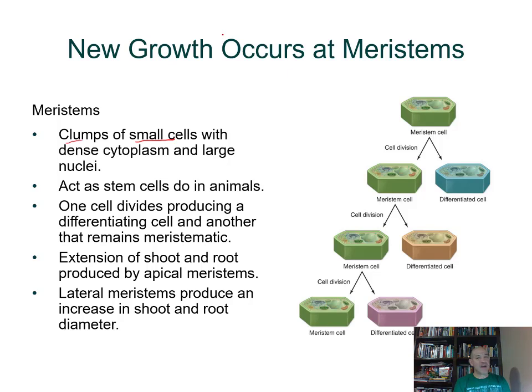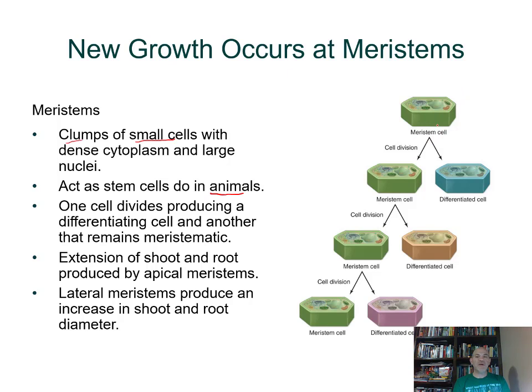When they do divide, one cell will stay as a meristem, and the other one will differentiate, going on to become either a dermal cell, a ground tissue cell, or a vascular tissue cell. So these meristems are somewhat analogous or similar to animal stem cells. Not the same, so in order to distinguish between them, we call them meristem cells for plants. This diagram just shows how that works.